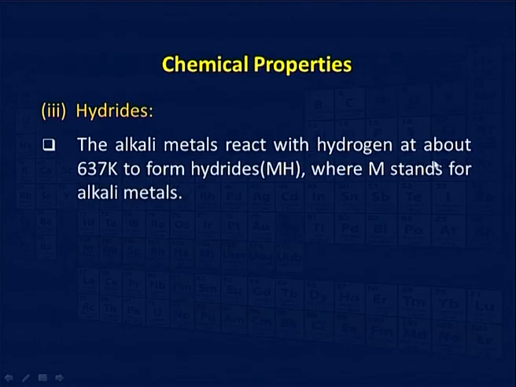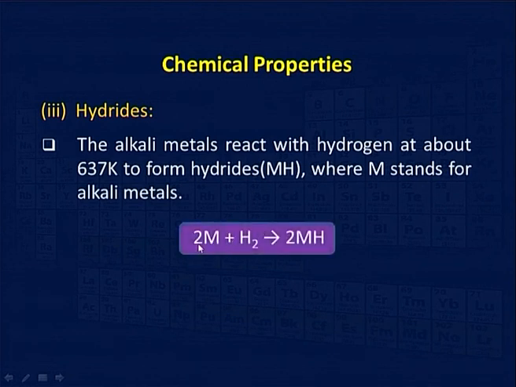Now, hydrides. All these metals react with hydrogen to give hydrides, that is MH, where hydrogen is present as H negative. You can see here alkali metals react with hydrogen at about 672 degrees to form metal hydride. 2M plus H2 will give 2MH, where the metal has a positive charge and hydrogen has a negative charge.